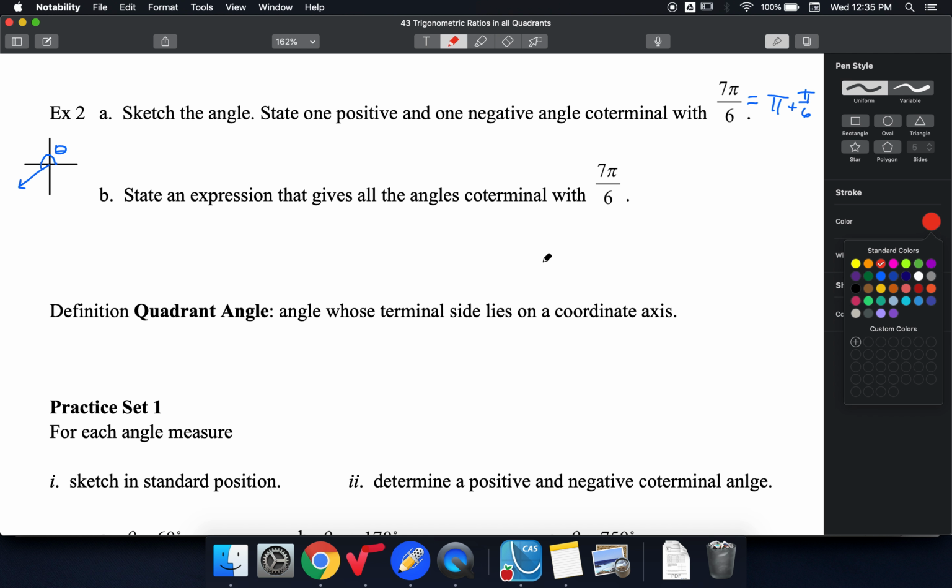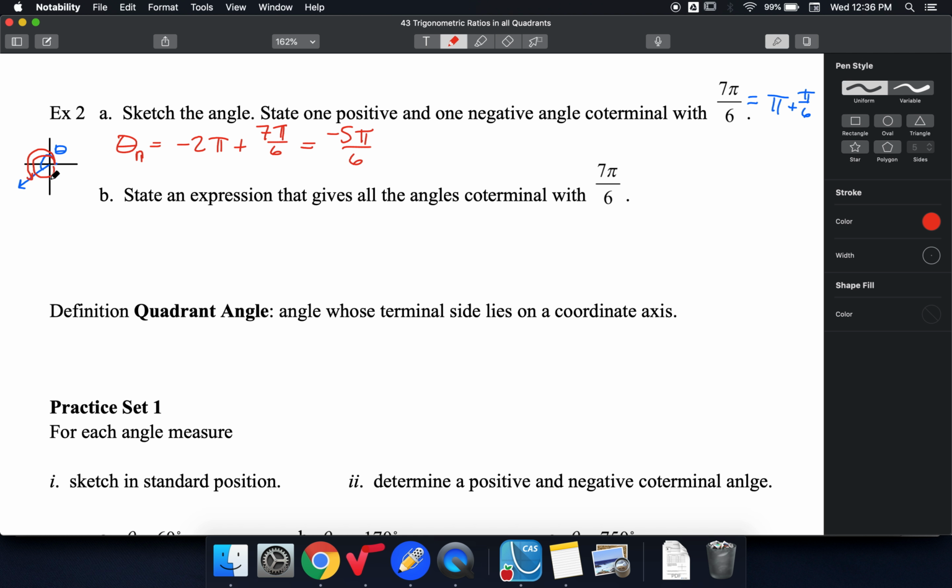One positive, one negative coterminal. Well, this time I'll map out the negative one. I know that going all this way around would be negative 2 pi, but I need to end up here, so I'm going to bounce back to here. So I could say theta negative, I'll call that theta n, would be negative 2 pi plus 7 pi over 6. Well, in sixths, this is negative 12, so I'm going to get negative 5 pi over 6. I could also have thought of that as negative pi plus pi over 6.